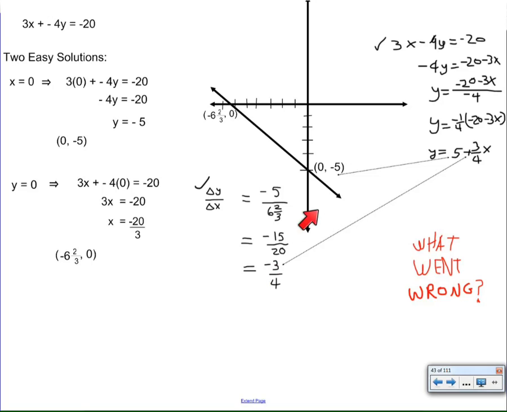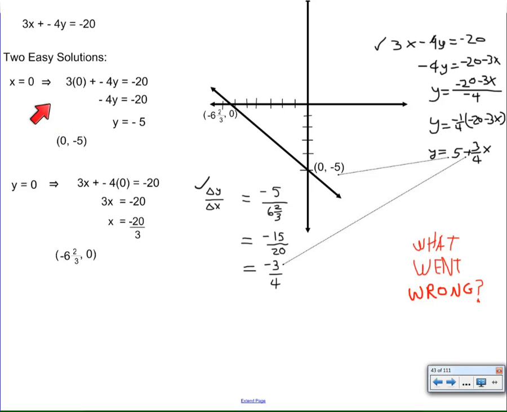Now, to verify this is right or not, I'm going to go over here, solve my equation for y, and I get 5 plus 3/4 x. Now, I notice the y-intercept is positive when my graph says it should be negative, and I notice the slope is positive when my graph says it should be negative. So obviously something went wrong. The question is, did I go wrong here, or did I go wrong over here? And that's the challenge that we have to face. Which place did the error take place?